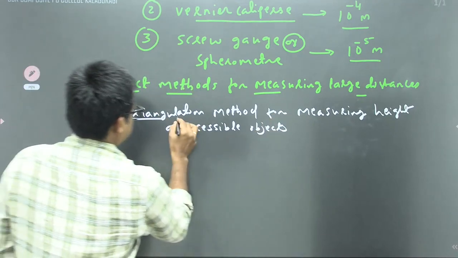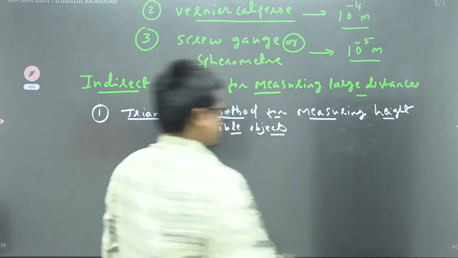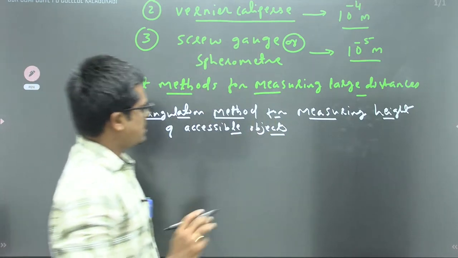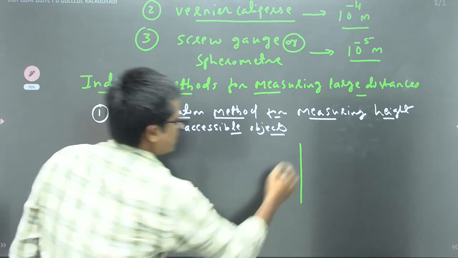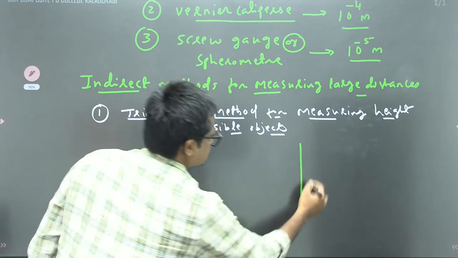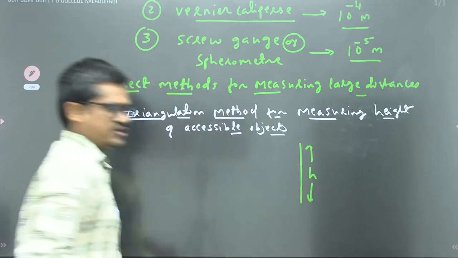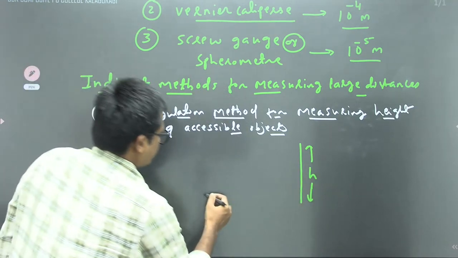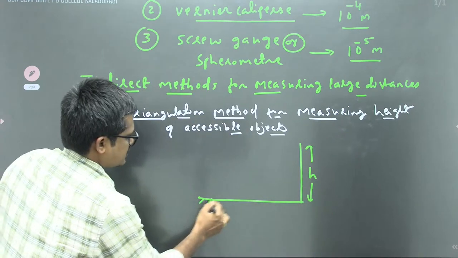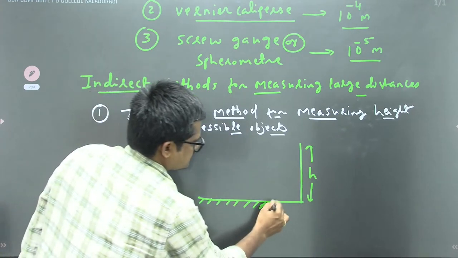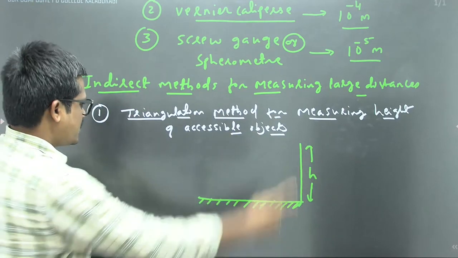Okay, the triangulation method. This is an indirect method. Accessible means, let us say here, it is a tower or a tree, whatever you can say. Its height is h. This is the ground, and we want to measure the height of this, right?